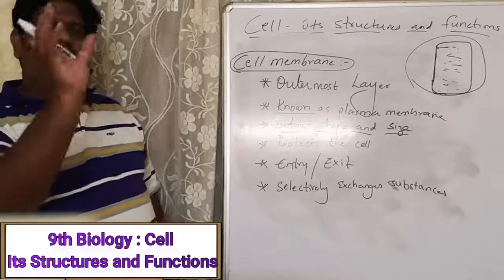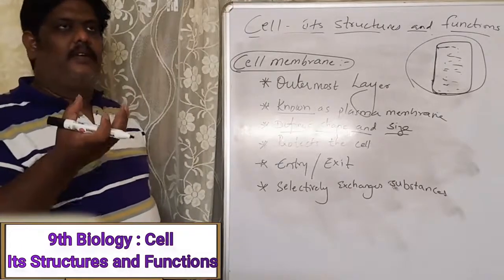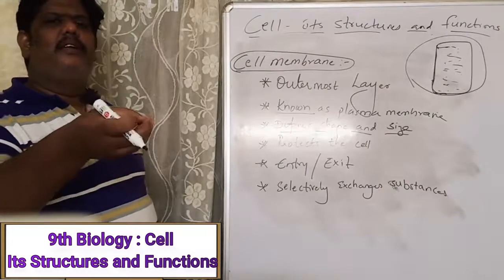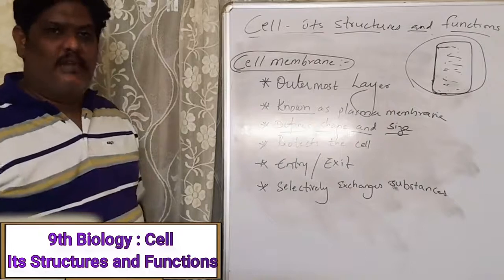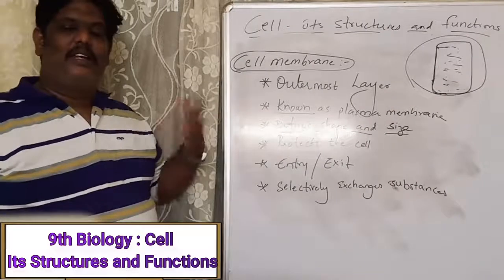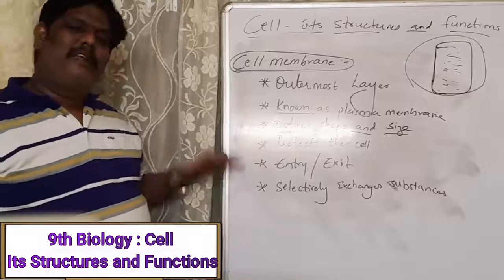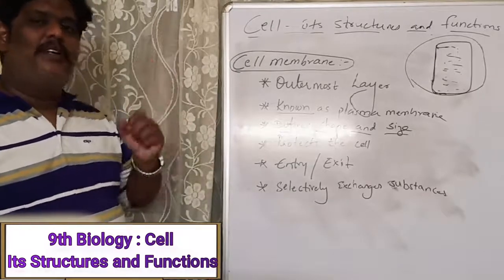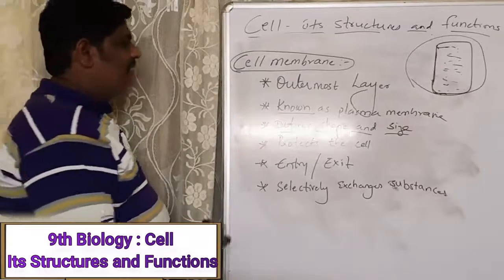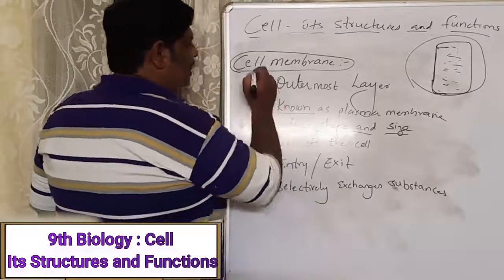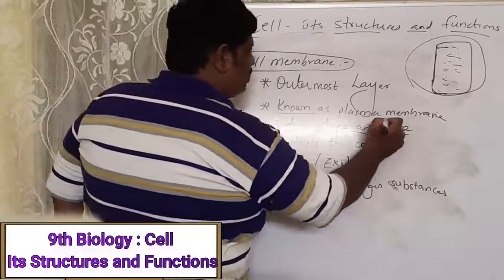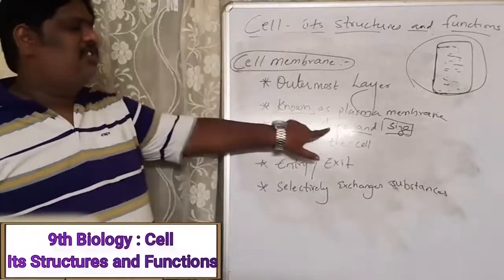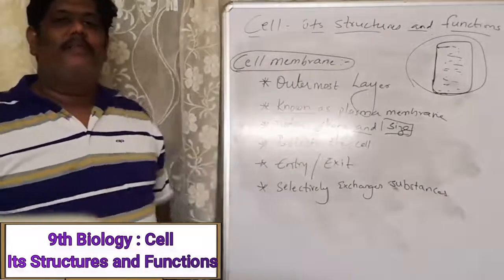If a cell has to get its shape, see, each and every cell is not in a similar shape. If you take a neuron, a nephron, a hepatocyte, a blood cell, any cell you take, they are not in the same shapes. So the shape of the cell is defined only because of the cell membrane, and also the size is because of the cell membrane. So it is said that the cell membrane defines the shape and size of the cell.